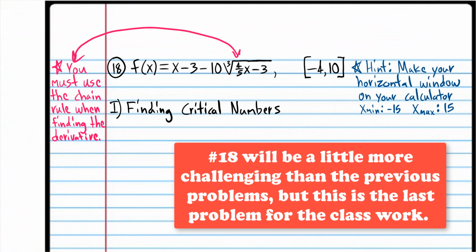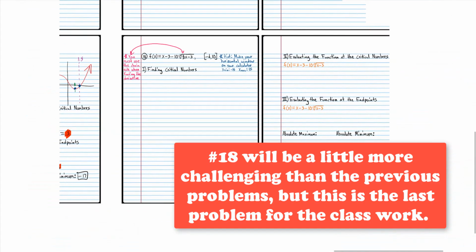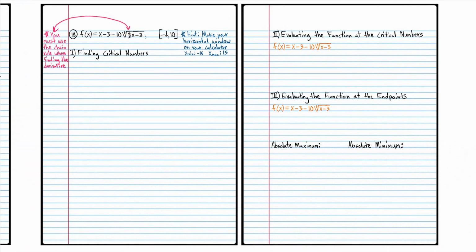Also be aware that when you find the derivative of this function, you're going to have to use the chain rule, because we have a function within another function. And even though your interval is -4 to 10, in order to see your graph, I would suggest making your horizontal window -15 to 15. So attempt this problem, and when you come back, we'll do it together.